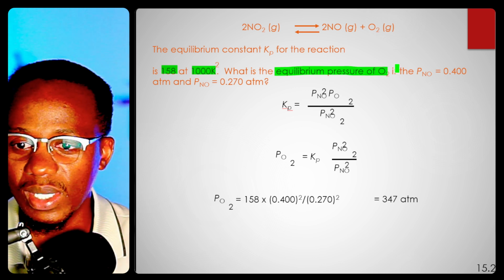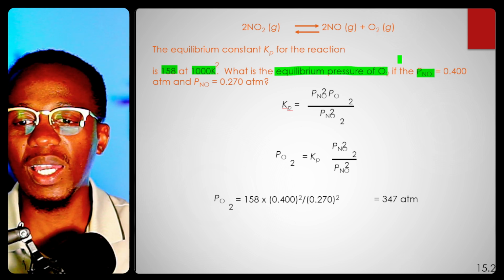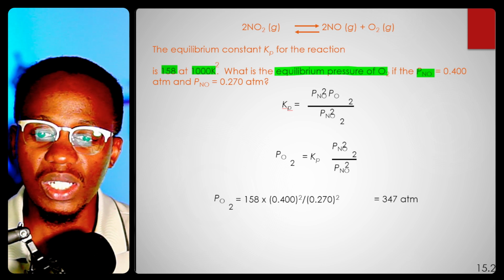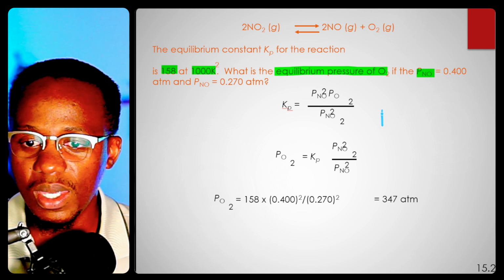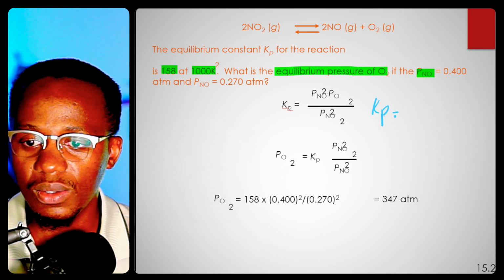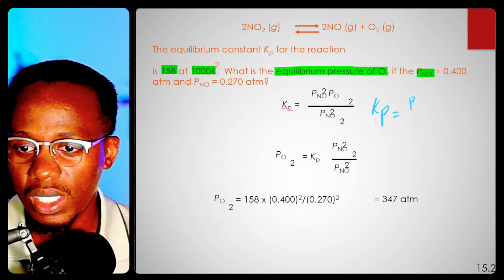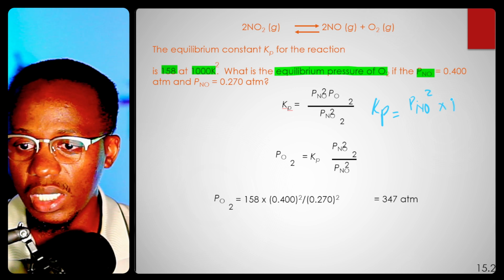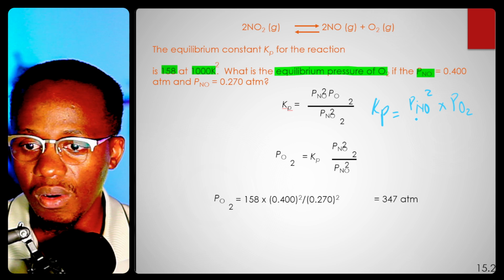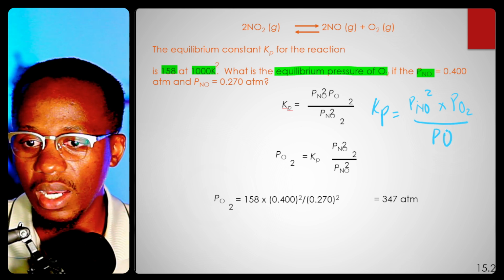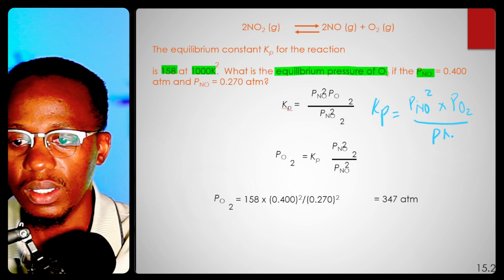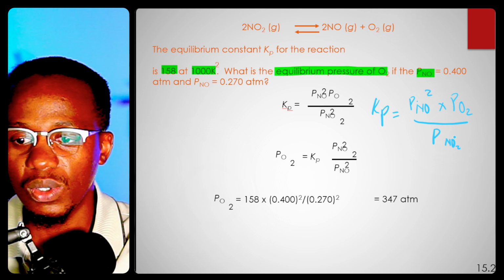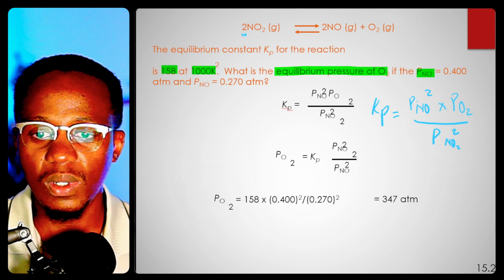This is actually an interesting one. They want you to kind of reverse engineer it. If we know this is the reaction, then Kp is equal to the pressure of NO squared, because NO has a coefficient of 2, times the pressure of O2, over the pressure of NO2 squared, because NO2 has 2.